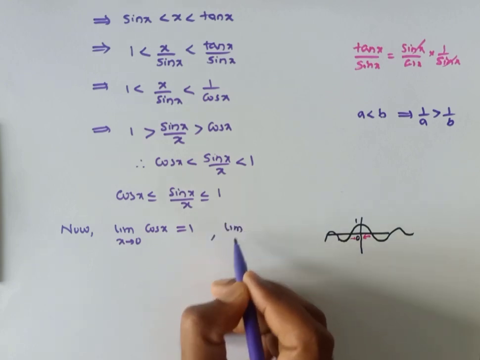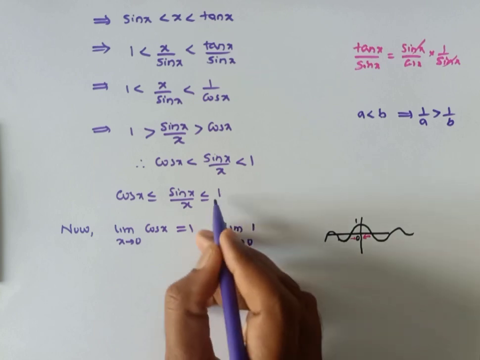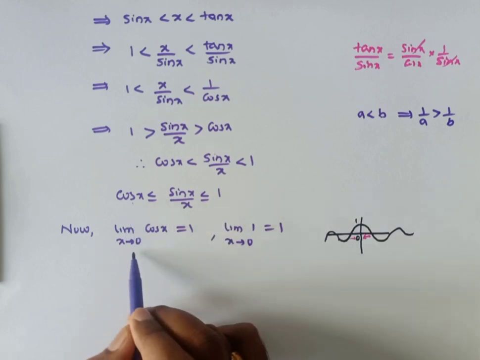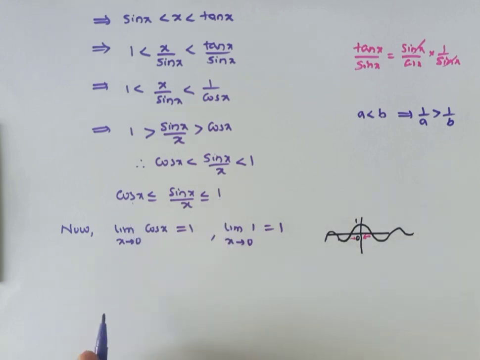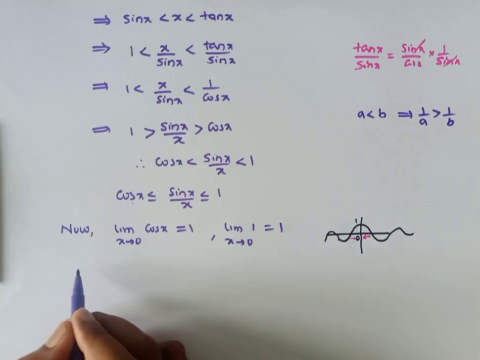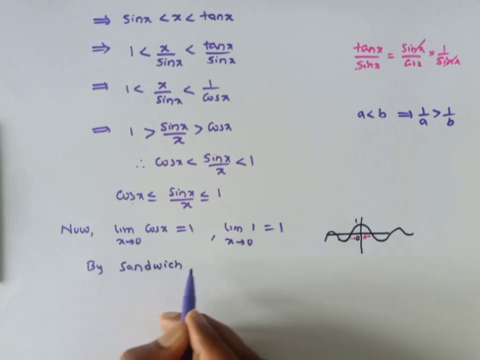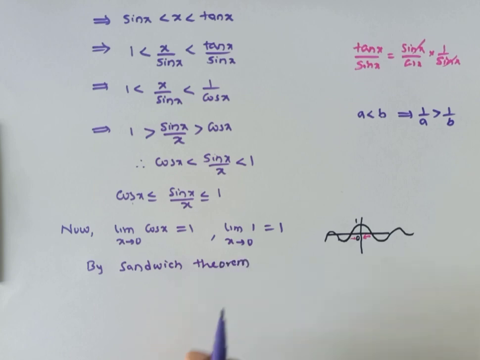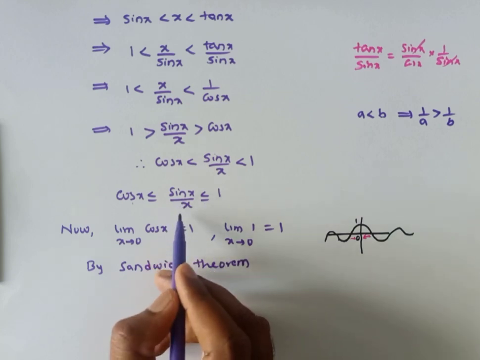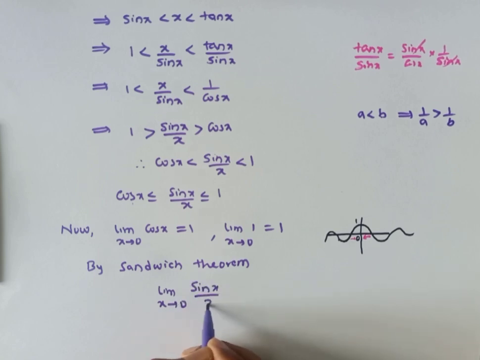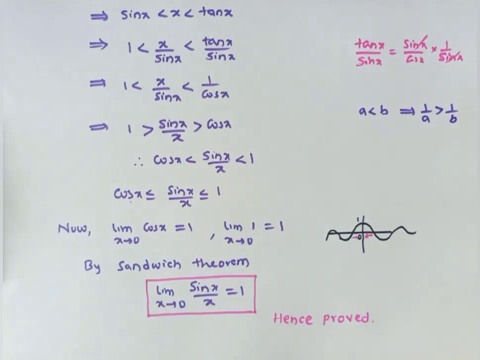And limit x tends to 0 of the right hand function 1 is again 1. So cos x is 1 when x goes to 0, and 1 is also 1 as x goes to 0. So hence, by the sandwich theorem, we can express that the limit of sin x by x as x goes to 0 is also the same. Limit x tends to 0 sin x by x is also 1. So hence proved.